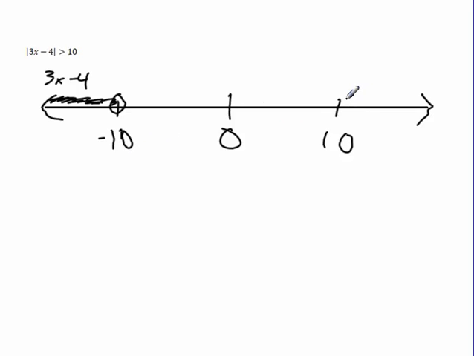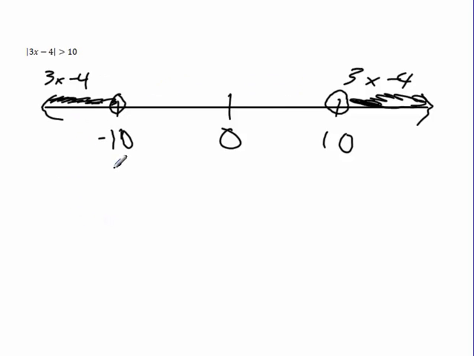And here, I'm going to have an open circle at positive 10. And I want my distance away from 0 to be bigger. So my distance away from 0 to be bigger would be everything over here. And this is describing 3x minus 4. Now, I have two sets of numbers that I'm trying to describe. So when I put my compound inequalities together, this looks like an OR compound inequality.